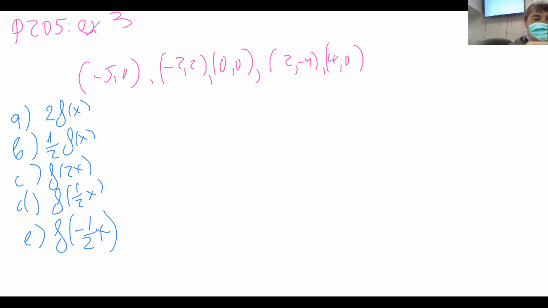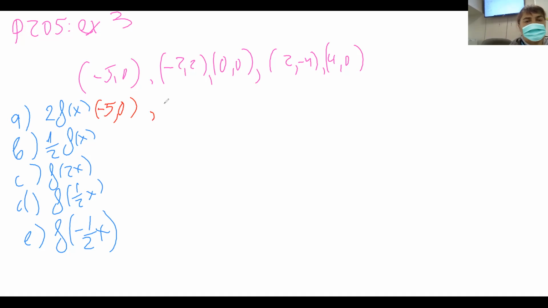Let's transform the points first. I'm using red. So -5 and 0. What is going to happen to these points when I do this vertical stretch? How is it going to change? That's right, because the x is not changing, and the y, we're multiplying by 2. It's going to be 2 times 0, which is 0. So the first point didn't change.